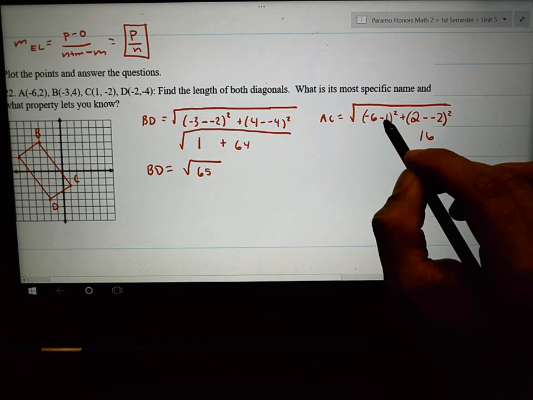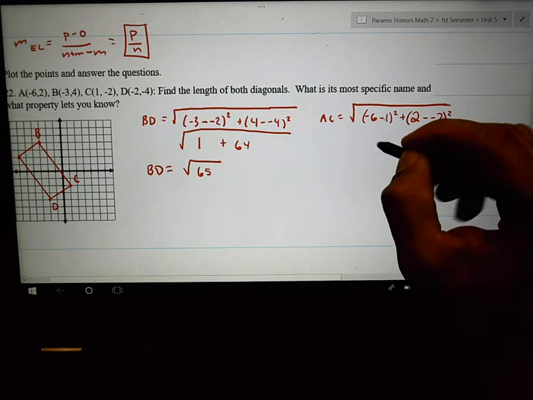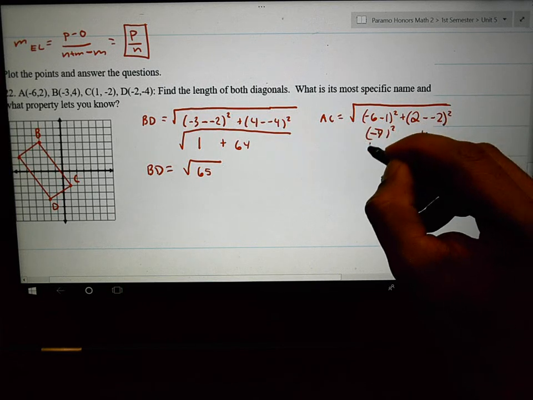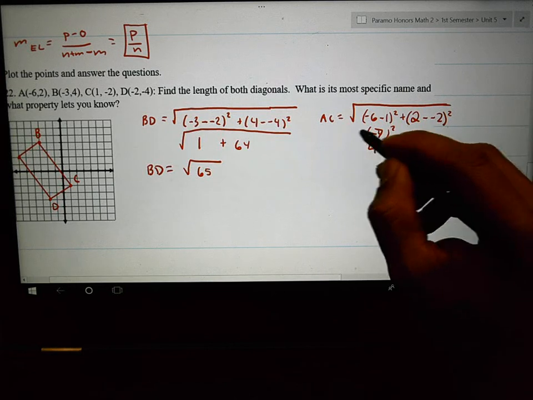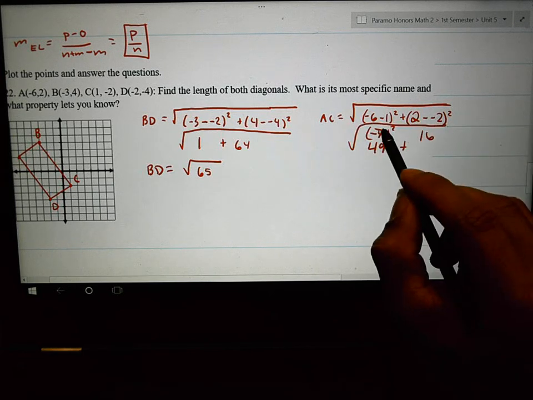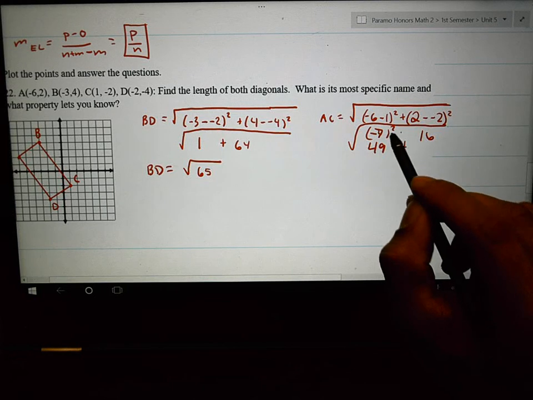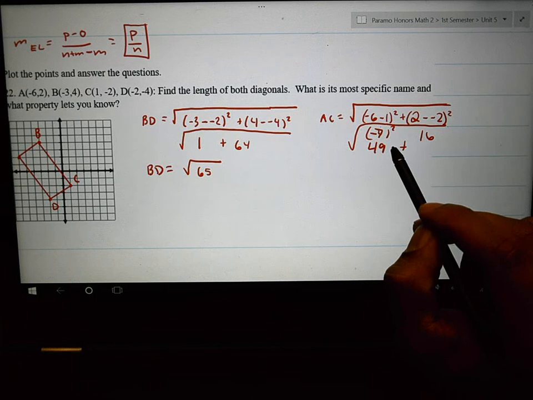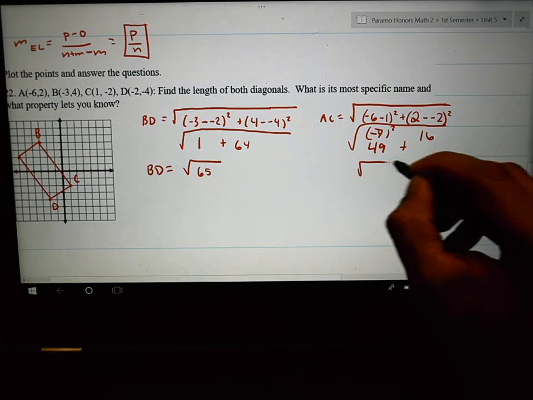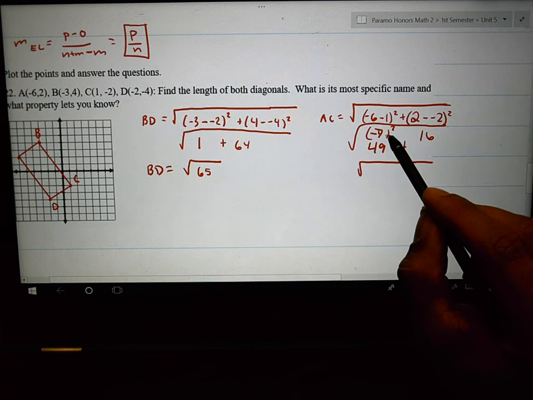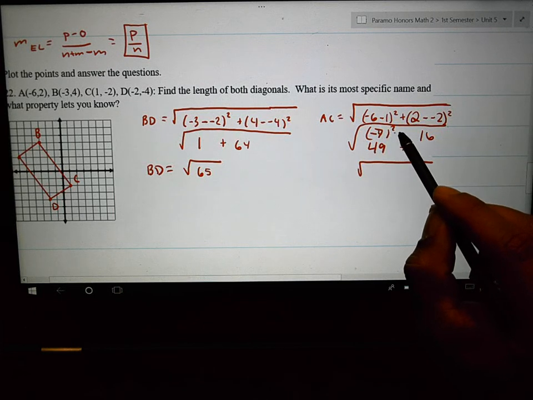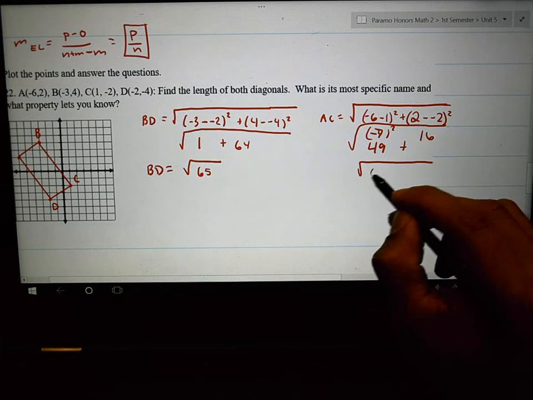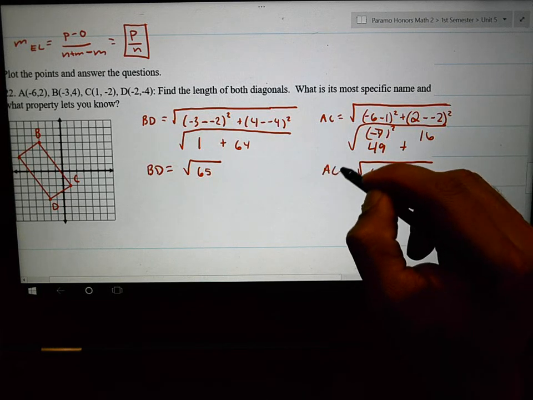-6 minus 1 is -7, but it's in parentheses. -7 times a -7 is a positive 49. I can't tell you how many times kids forget that you're squaring that negative inside. It's a negative times a negative, which is a positive. And don't forget, if you forget the parentheses on a calculator, the calculator will only give you what you plug in. So literally, your calculator cannot tell the difference unless you put the parentheses in there. So 49 and 16 makes 65, and that is the length of AC.